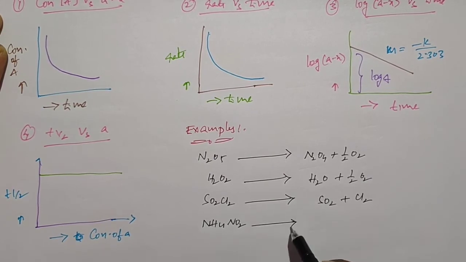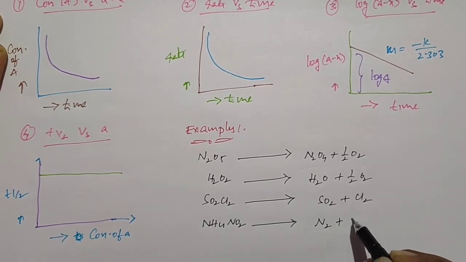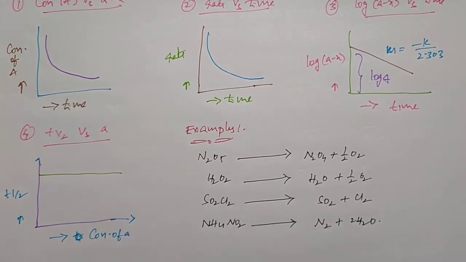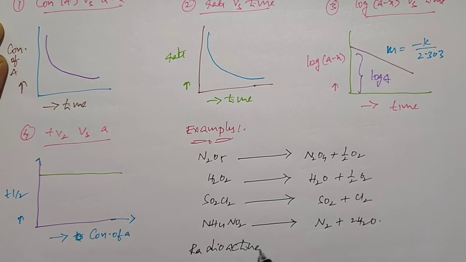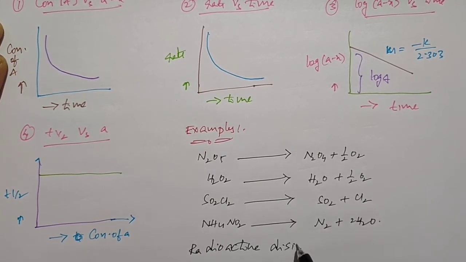NH4NO2 ammonium nitrite undergoes decomposition. It liberates nitrogen gas and forms water. All radioactive disintegration reactions are examples of first order reactions. So these are some examples of first order reactions.